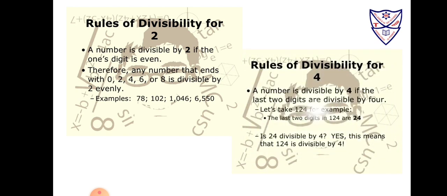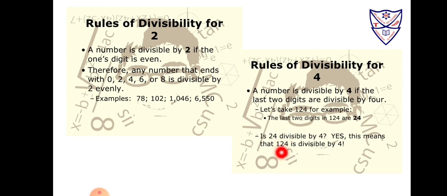Now, students, let us understand the rules for divisibility for 4. Students, in these two rules, you can see that in divisibility of 2, we are just seeing the ones digit. But in divisibility of 4, we will see that the ones and tens digits, both the digits together, should be divisible by 4. For example, here we have taken 24. Is 24 divisible by 4? Yes, because this 24 is 6 fours.